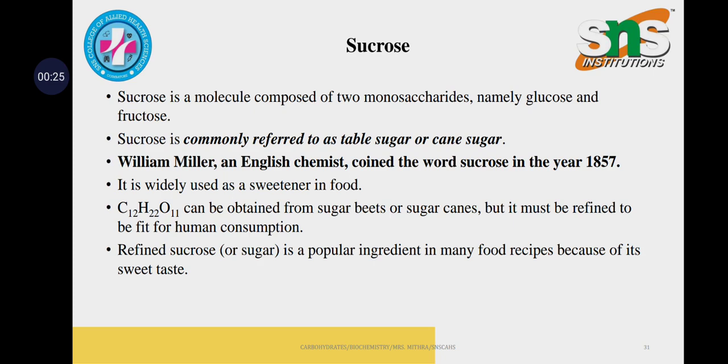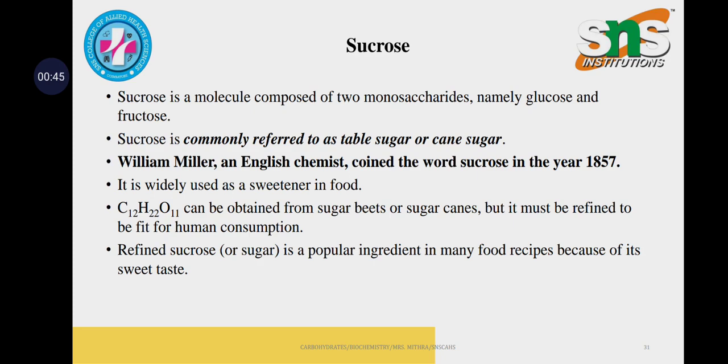Sucrose is commonly referred to as table sugar or cane sugar. The English chemist named William Miller termed the word sucrose in the year 1857, and it is widely used as a sweetener in food products.